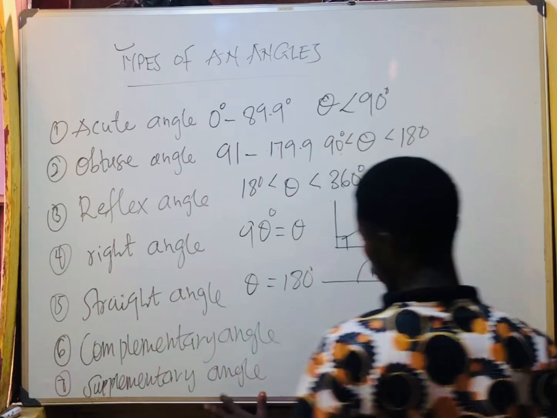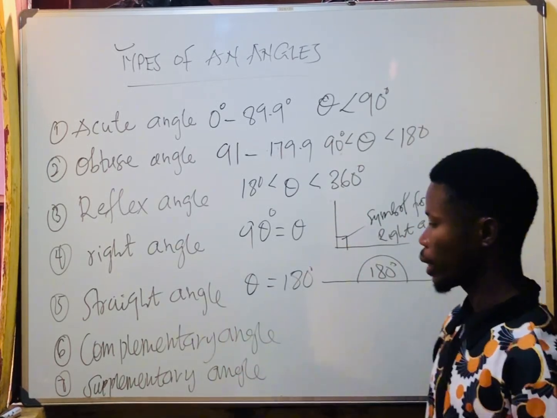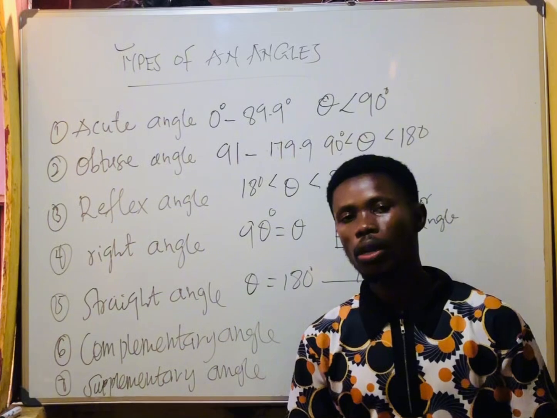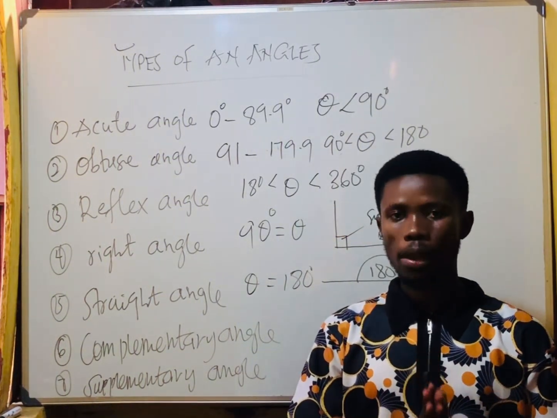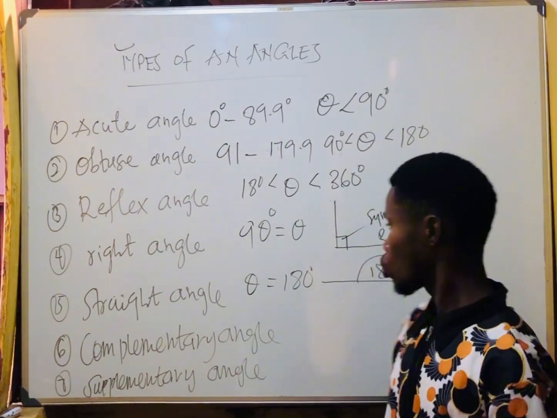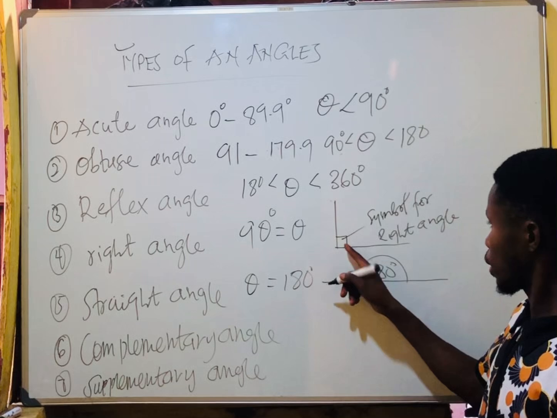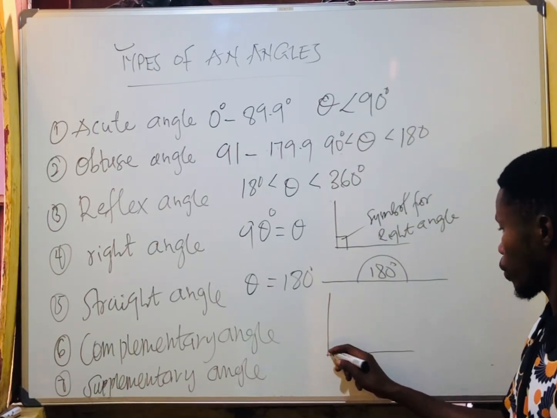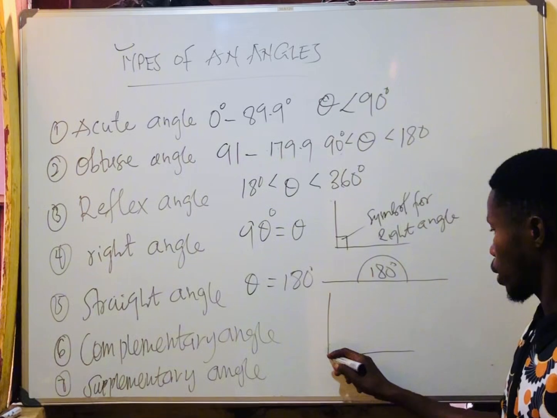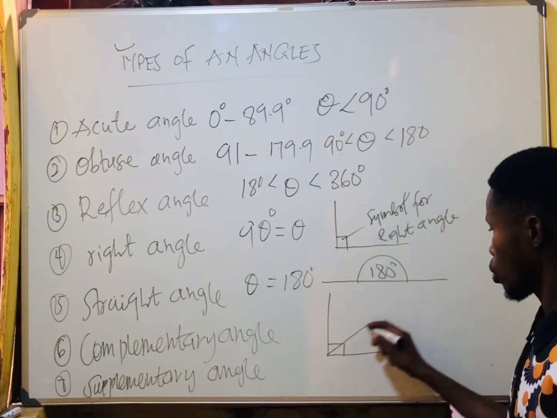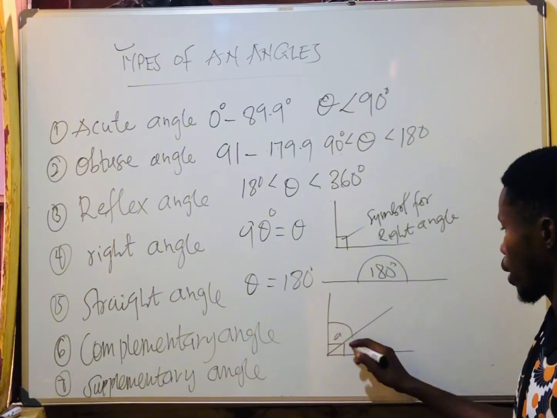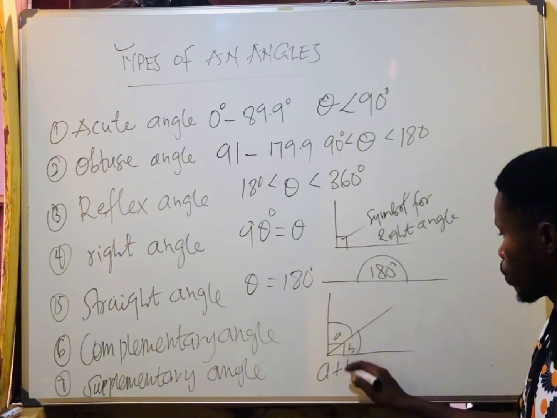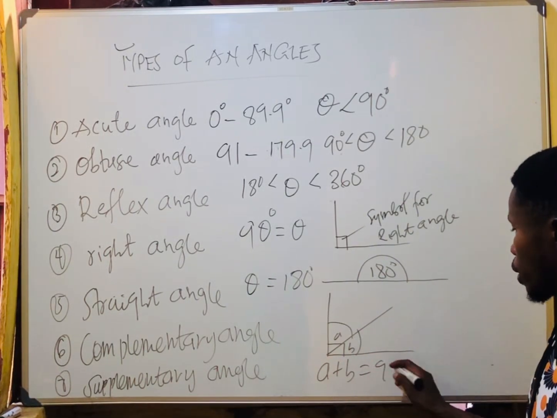Then we also have the complementary angle, then the supplementary angle. What is the difference between the complementary and the supplementary? The complementary angles sum up to 90 degrees. So like this, and we know that already here is 90. So let's say here is A and here is B. Then we are saying that A plus B is equal to 90 degrees.